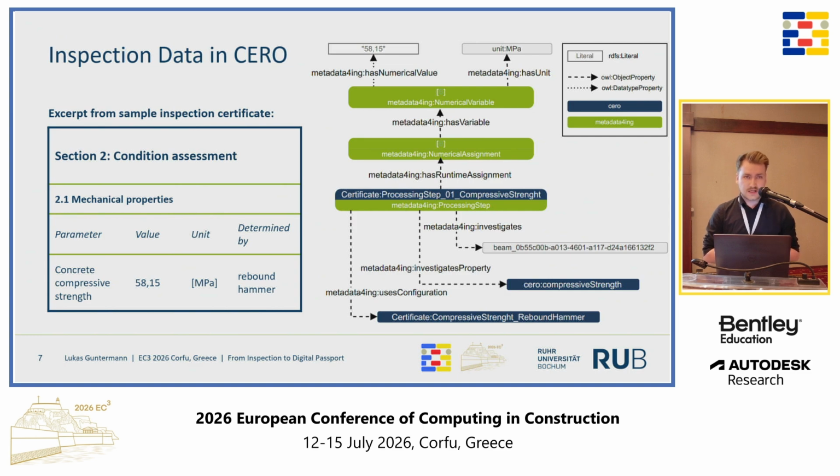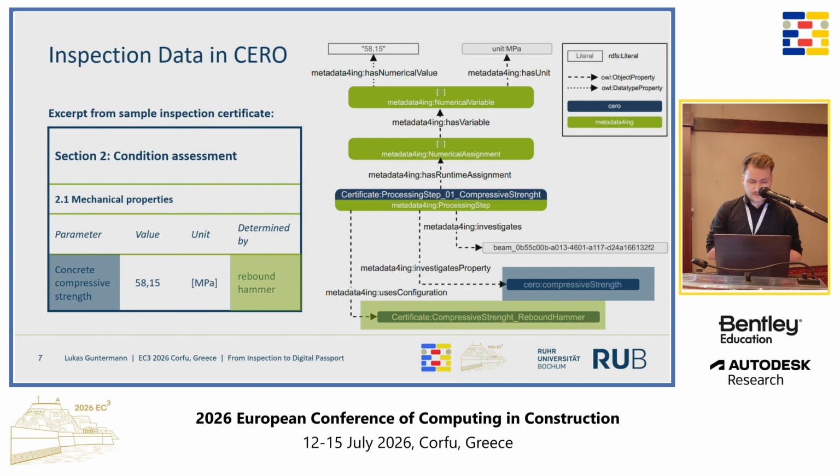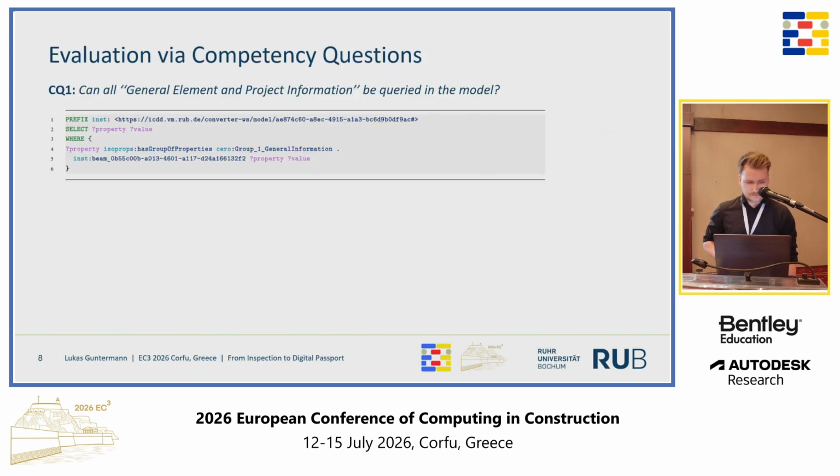Here you can see how the data is transformed from the inspection certificate into the ontology. We have the parameter here, the concrete compressive strength, which is stored as a property according to metadata for ing. This parameter is determined by some investigation method. In this case, it's a rebound hammer, which is also stored with the metadata for ing ontology. And of course, we have some value and unit, which are stored as numerical values, with according unit.